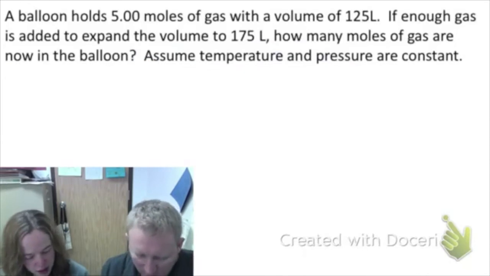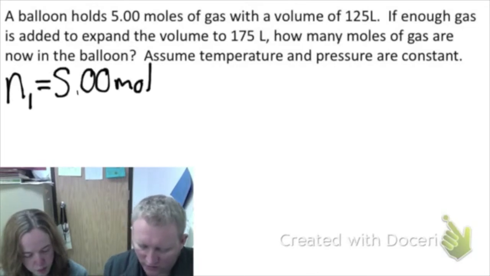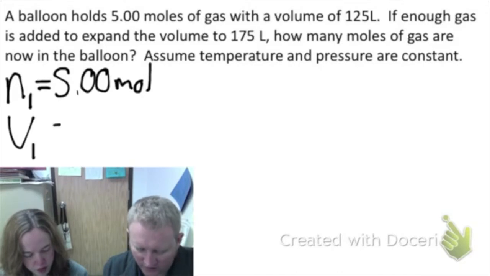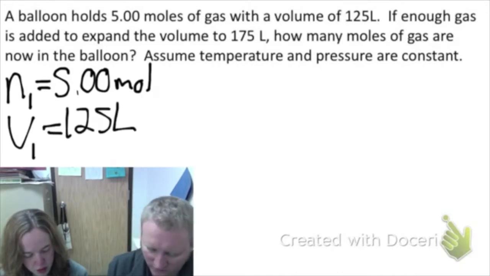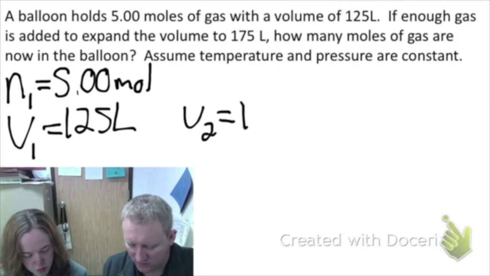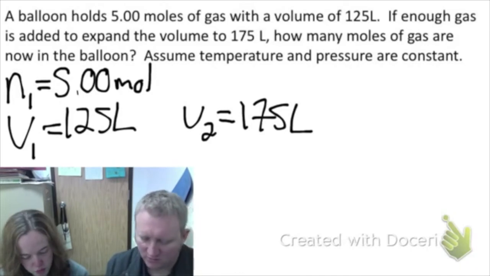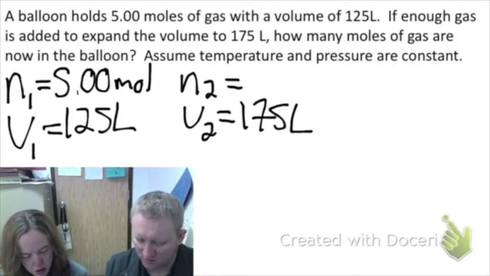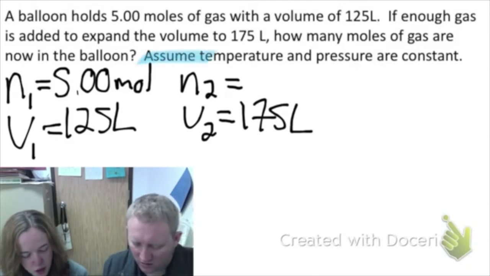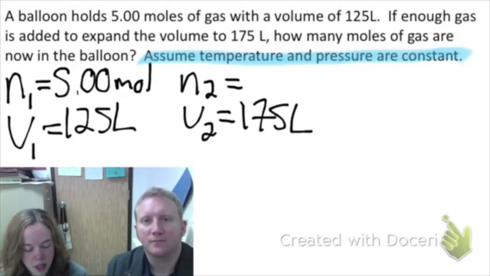A balloon holds 5 moles of gas, so that is the number of moles, 5.00 moles, with a volume of 125. So we can put that down for the first volume. If enough gas is added to expand the volume to 175 liters, that means we want the new volume to be 175. How many moles of gas are now in the balloon? So we want the number of moles. And they were very nice in this one, and they told us, assume temperature and pressure are constant. So they have just told us flat out we can ignore temperature and pressure.